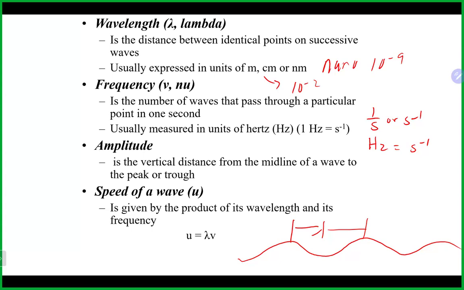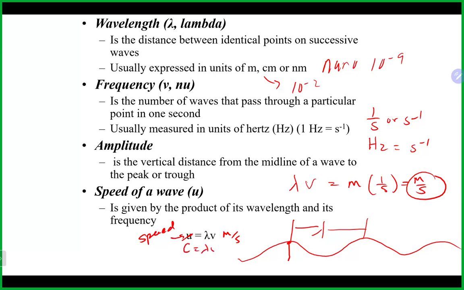Amplitude is the vertical distance from the peak of a wave to the midline. If you come down, that's the amplitude. And the speed of the wave can usually be given by taking the wavelength times the frequency. So in general, the speed of a wave is usually meters per second. And how we get to those units is wavelength is meters, frequency is 1 over seconds. So when you multiply them together, you get meters over seconds. We'll see a more reusable equation in a bit where they don't use this little nu, but c, which is the speed of light, is sometimes used as well.